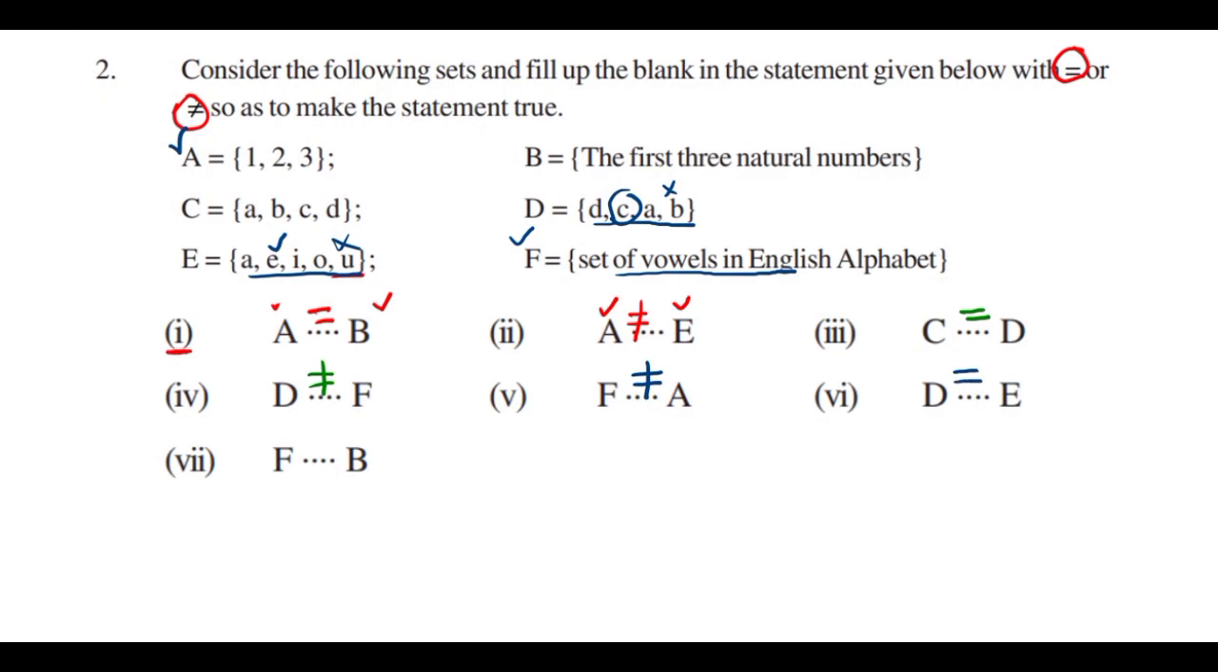Right. F, B. What is F? This is F and this is B. Okay, so F is the set of vowels in the English alphabet: A, E, I, O, U. B is the first 3 natural numbers. How is it equal? These are numbers and those are vowels in the English alphabet, so not equal. Very easy question, right? Next one.